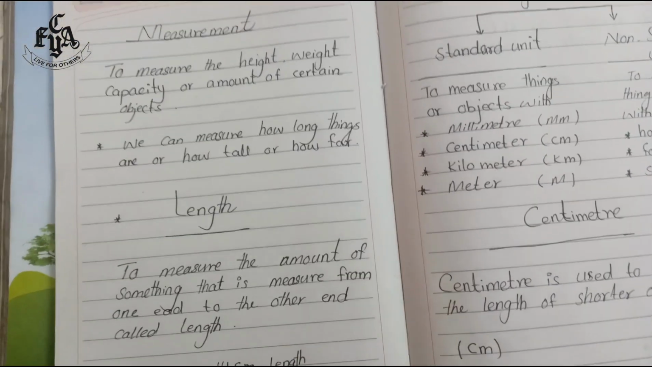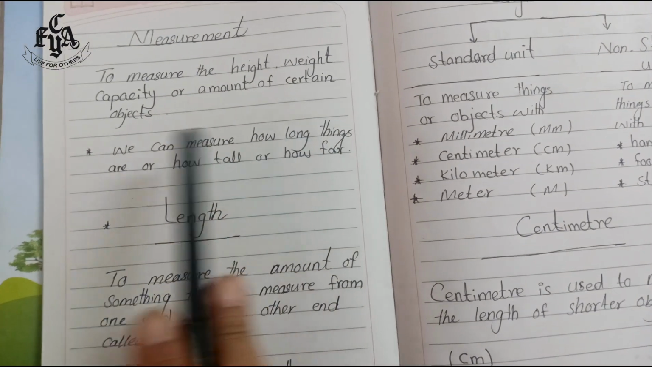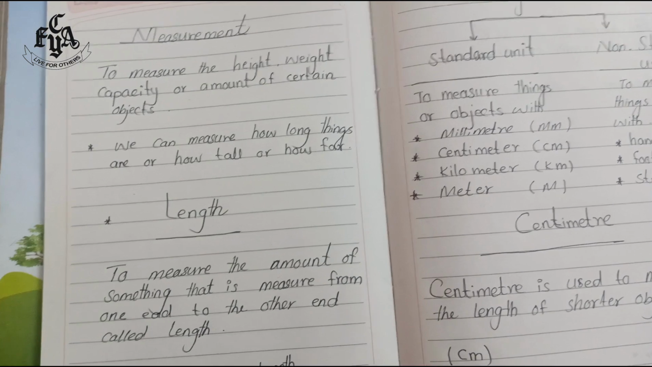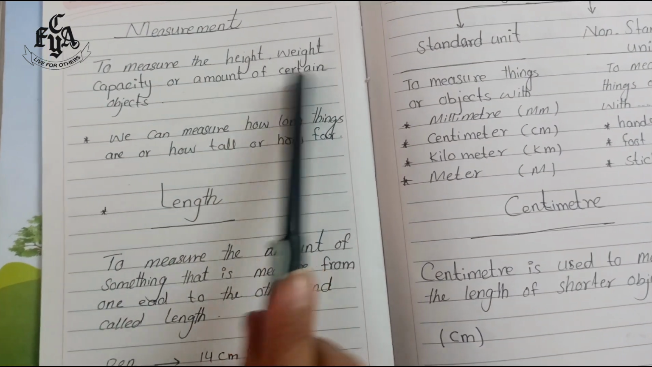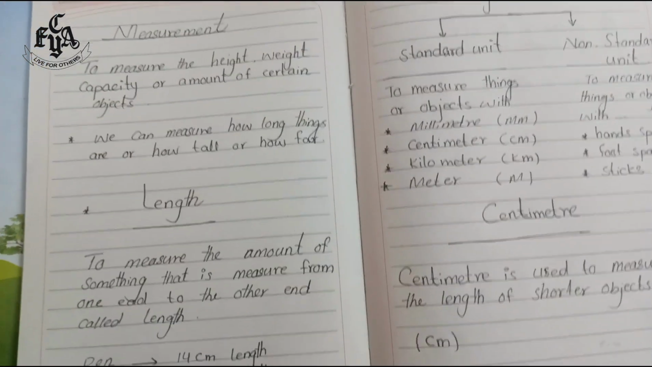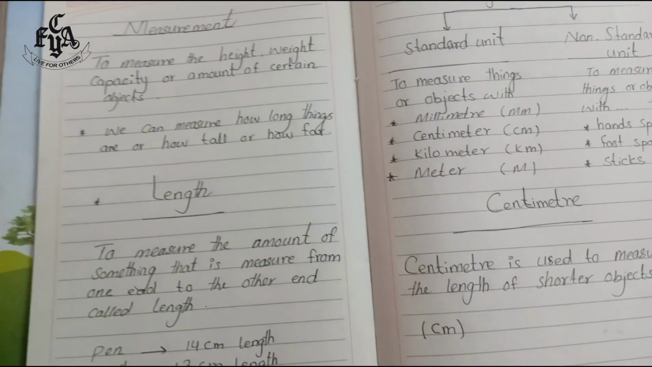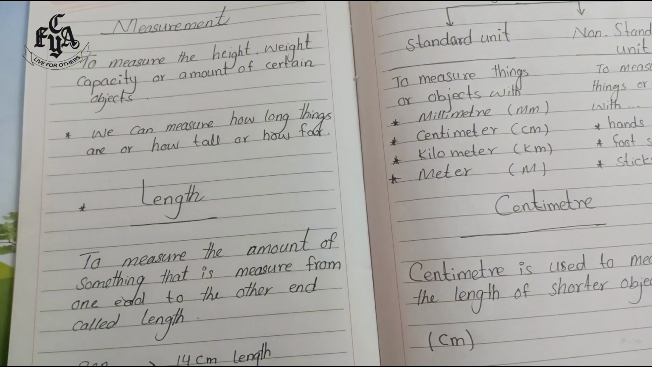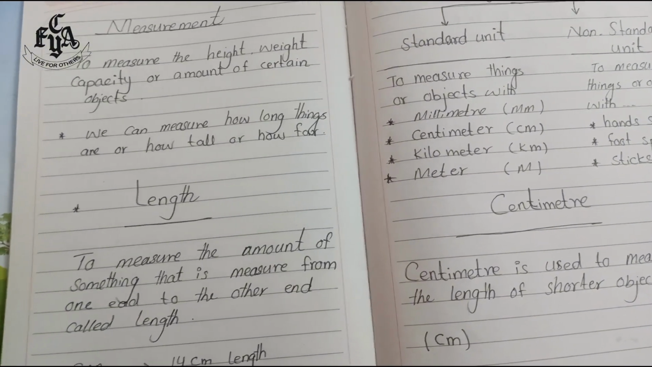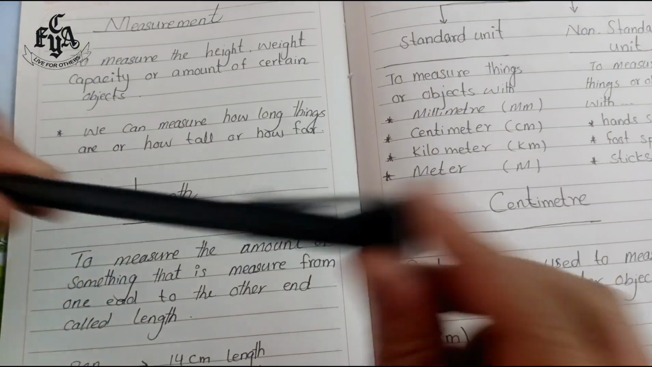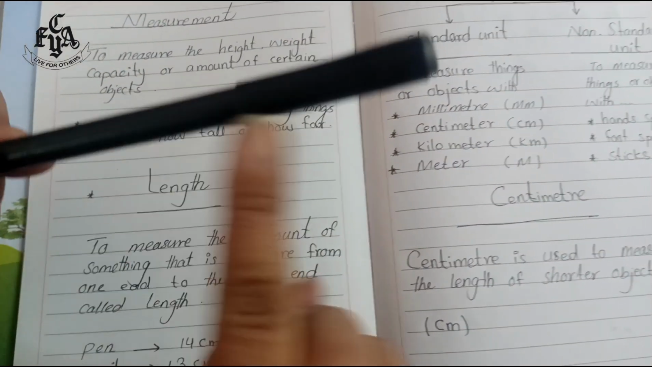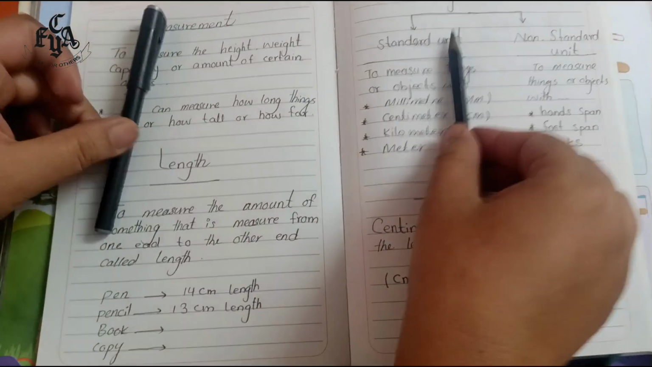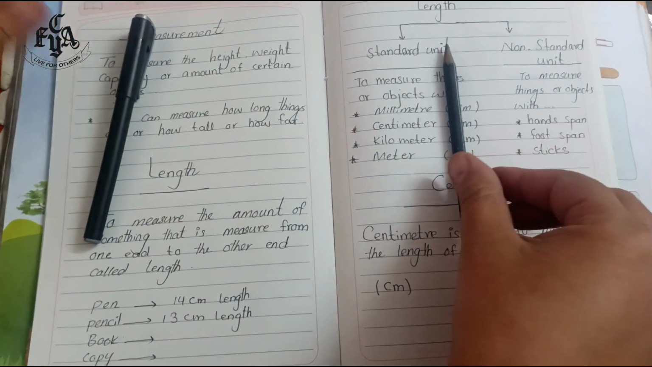Okay, measurement is to measure the height, weight, capacity or amount of certain objects or things. As we say, height means लंबाई, weight means जिसका वजन होता है, and capacity जिसका मकदार होता है. So we will measure all these three things with measurement, and measurement shows how long our thing is, how tall it is, or how far it is.